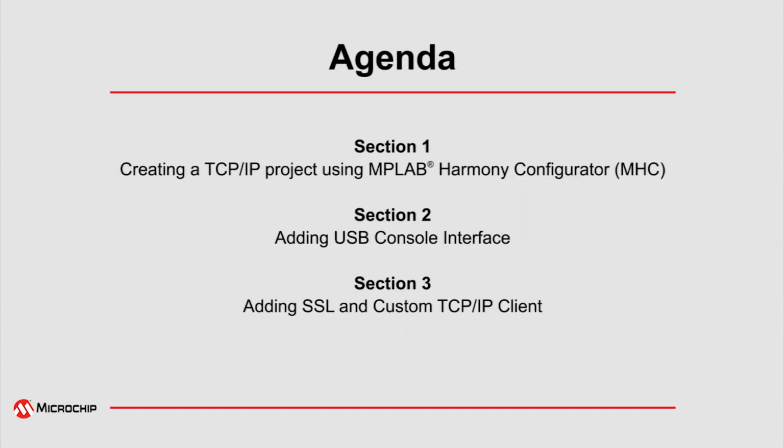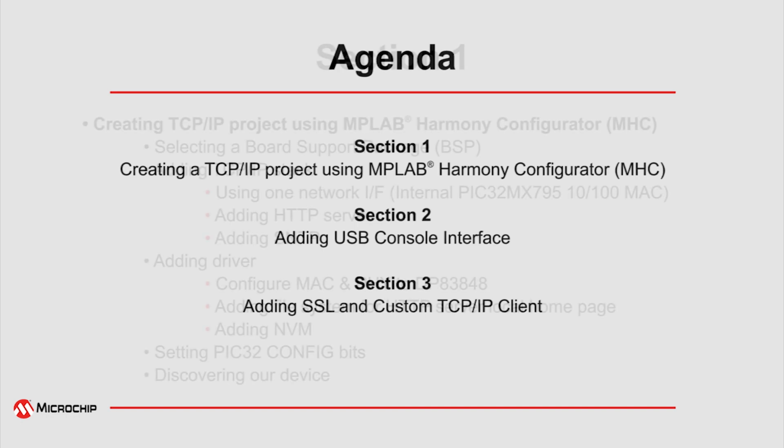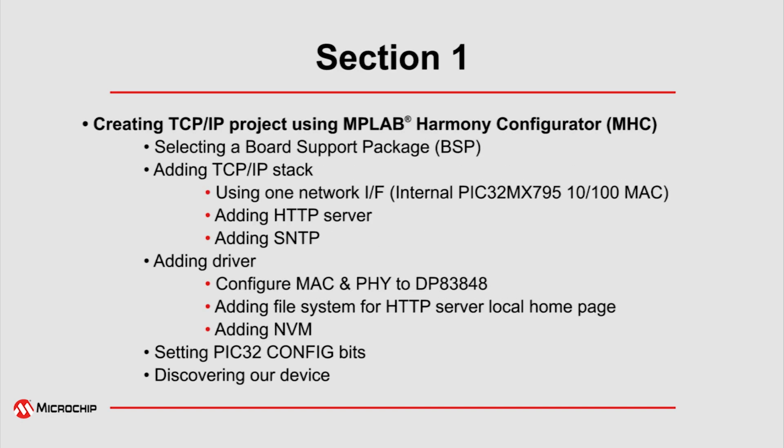In order to achieve this, the video is divided into 3 sections. In section 1, we will be creating the TCP/IP project using MHC. In section 2, we'll be adding the USB console interface, and in the last section, we'll be adding the SSL library and the TCP/IP custom client applications. So let's start with section 1 by creating the TCP/IP project using MHC.